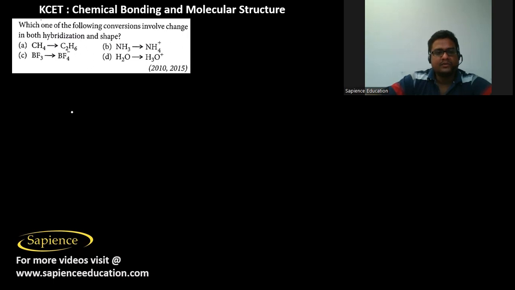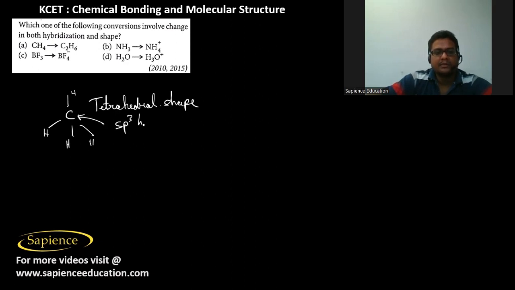So in CH4, the shape is tetrahedral, and the hybridization for carbon is sp3 hybridization, since it is bonded with 4 hydrogen atoms, and it has no lone pair also.